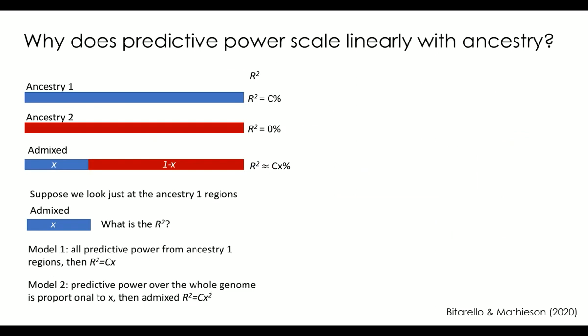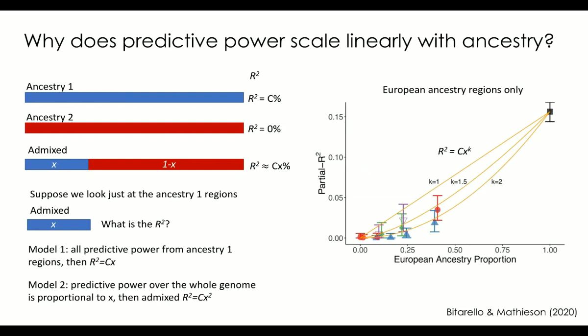But another model is that the predictive power still comes from the whole genome, but it's just proportional to x. If that's the case, we expect to see a quadratic relationship between ancestry and R². You can think of it this way: if we increase x a little bit, we're looking at a little bit more of the genome, but we're also increasing the overall level of predictive power, so we sort of double count those effects and we get this quadratic effect. And so what we actually see is that we can exclude model 1. Likely the true answer is somewhat intermediate, but certainly it's closer to what we would see with model 2.